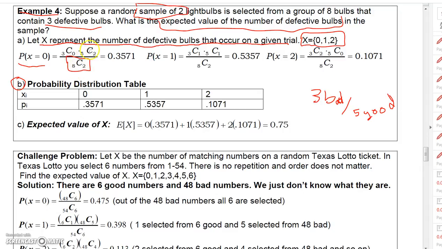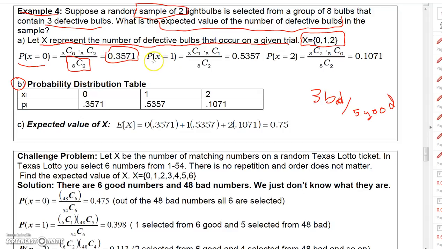And then for the numerator, we have to figure out how many ways we can get a sample that has no bad bulbs in them for x equals 0. So out of the 3 bad bulbs, we have to choose none. And so that means out of the 5 good bulbs, both bulbs have to come from those. So we have to choose 2 out of those. And plug that into your calculator and get 0.3571.